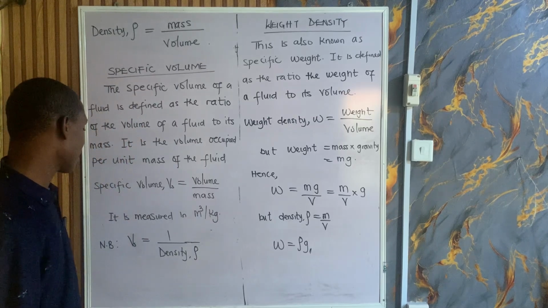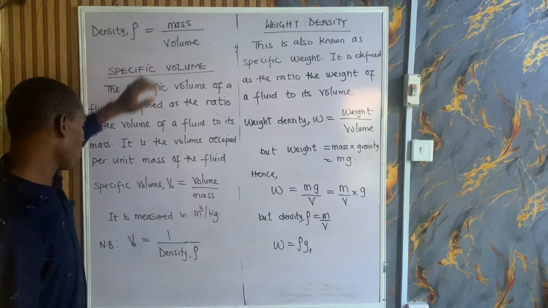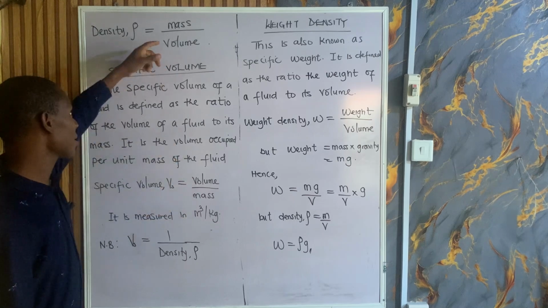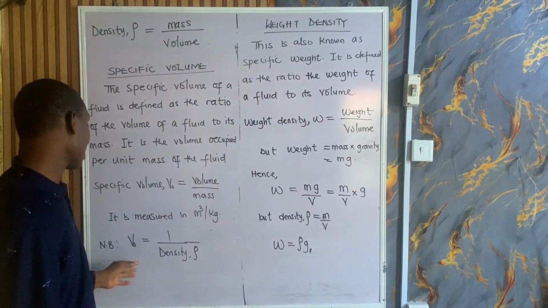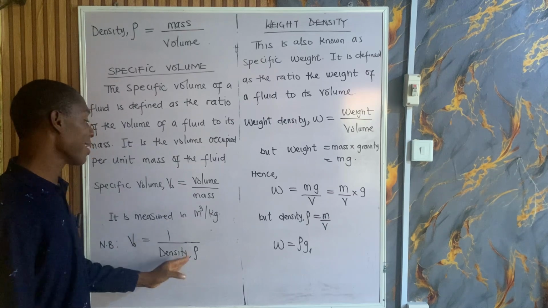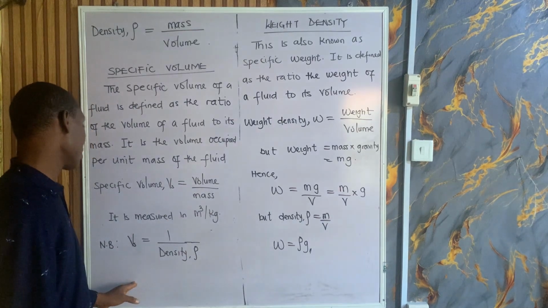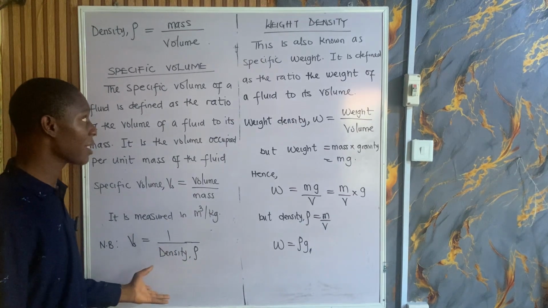Now, understand that density is mass over volume, while specific volume is volume over mass. These two are inverse of one another. We can say that specific volume is 1 over density, or you can say density is 1 over specific volume.